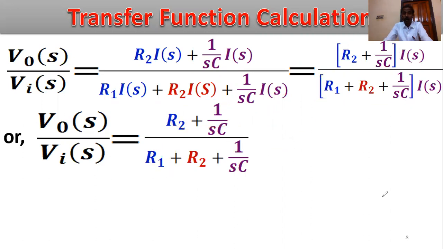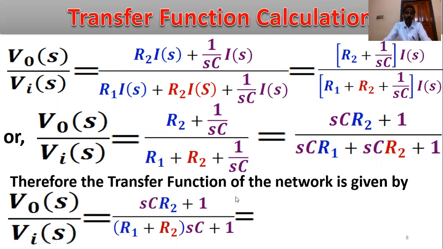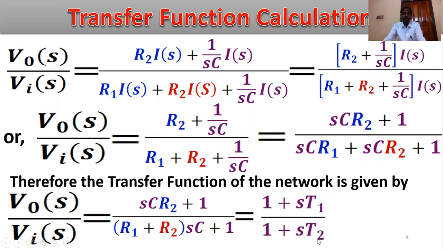Then taking the LCM sC, we get sC R2 plus 1 over sC R1 plus sC R2 plus 1. Therefore, the transfer function of the network is V0(s) by Vi(s) equals (sC R2 plus 1) over (R1 plus R2) into (sC plus 1). This is equivalent to (1 plus sT1) over (1 plus sT2), where T1 equals these terms, so 1 plus sT1, and T2 equals this term, so 1 plus sT2.